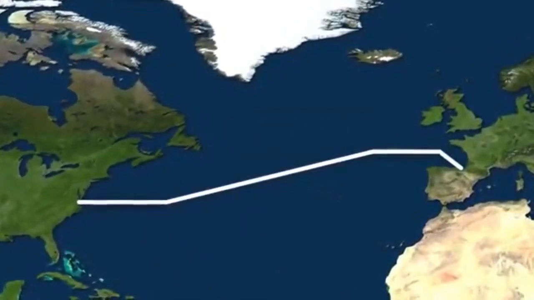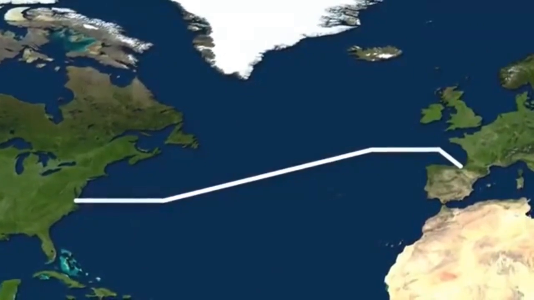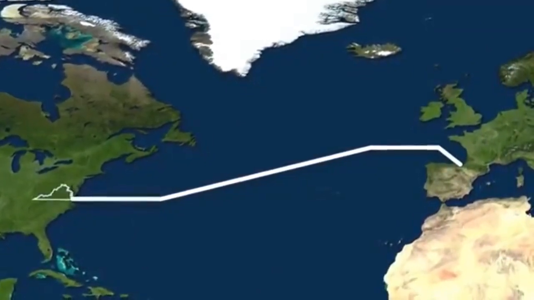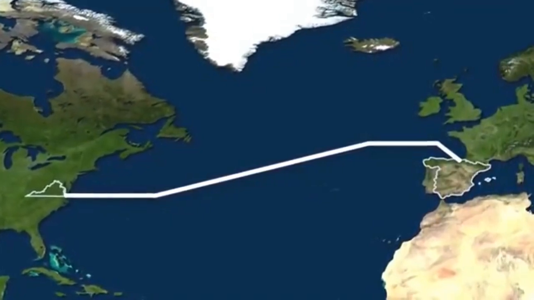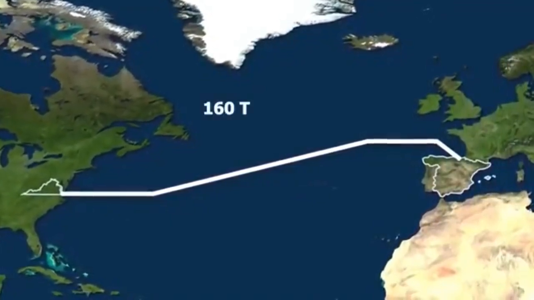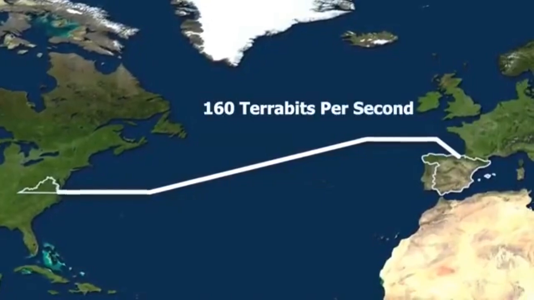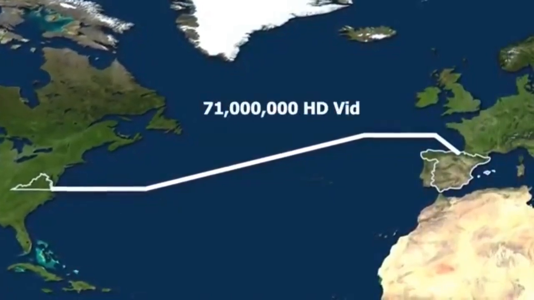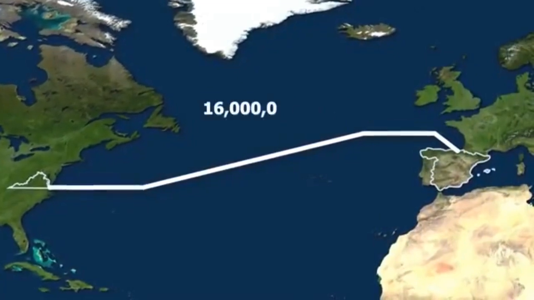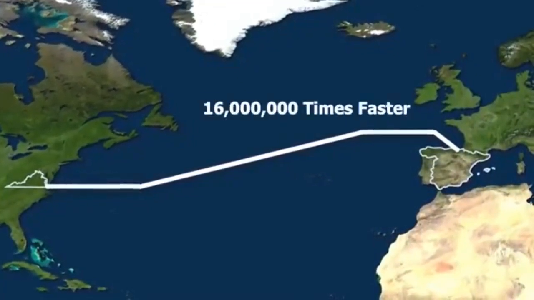This cable, which is owned and funded by Microsoft and Facebook, connects Virginia Beach, Virginia in the United States to Bilbao, Spain, and is capable of data transmission rates of up to 160 terabits per second. This is the equivalent of streaming 71 million HD videos at the same time, and it is 16 million times faster than the average home internet connection.